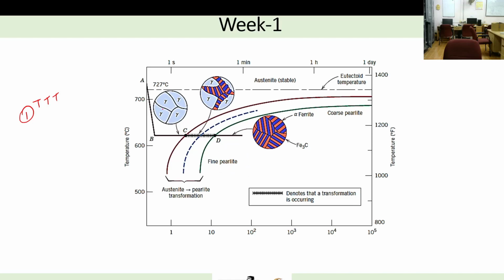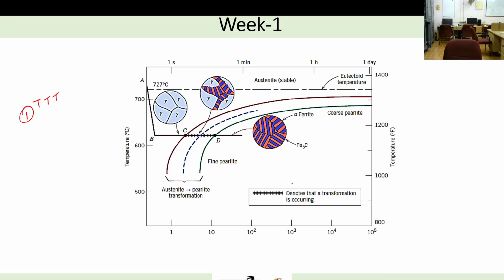So from whatever temperature you are cooling, you then have to hold it at a constant temperature and observe the transformation. So it's not like you are continuously cooling and you are seeing the phase evolution. It's not like that. You have to hold it at a certain temperature and then you see when the transformation is starting and when the transformation is ending.